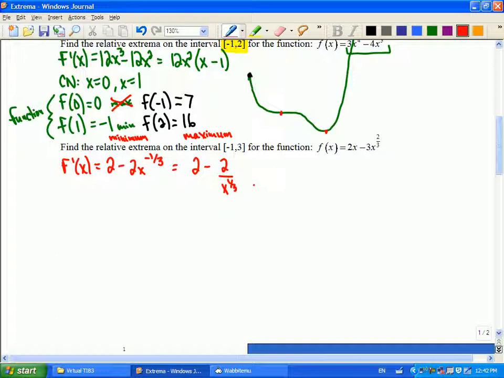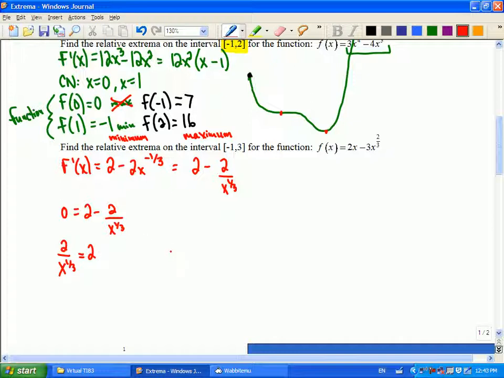And so critical numbers happen where it's undefined and where it's equal to 0. So let's see if we can find this. Is there a spot where this happens? Now it is possible to solve this equation, and I'll do that for you, but there's also some common sense involved here. Maybe some of you can see that answer quickly.